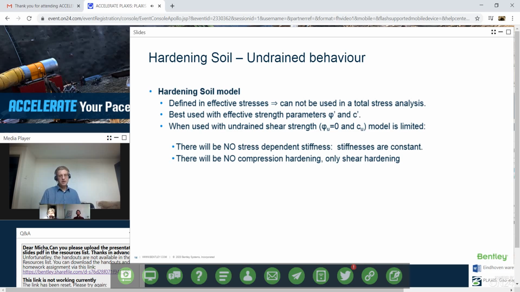So Plaxis mentions it in an information box. It doesn't give you a warning on it, but you should be aware that to really fully use all the functionality of the hardening soil model, you should use it in effective stresses with a friction angle and a cohesion, and not with undrained shear strengths, although the latter is allowed.